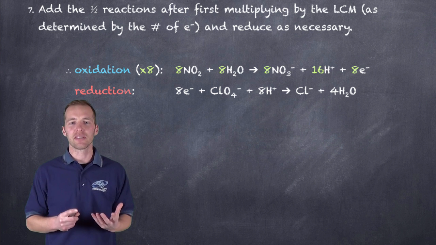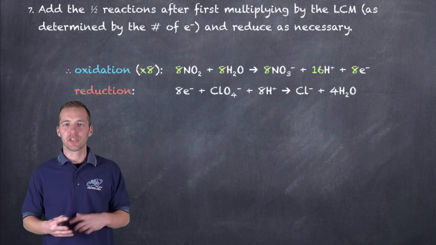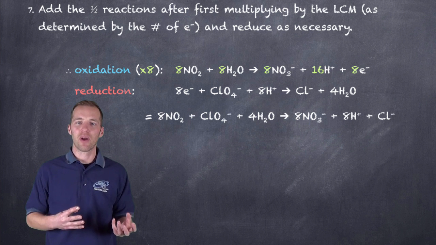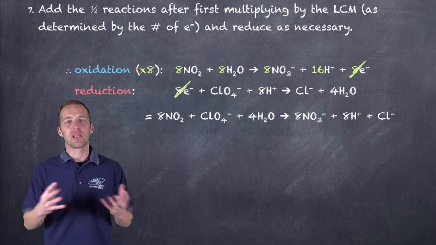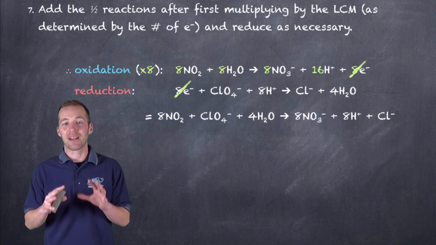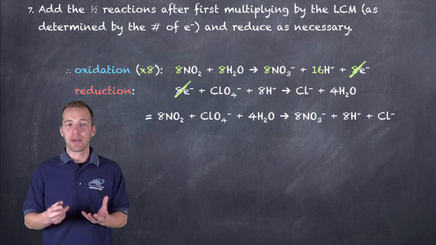So if we take a look at our examples, we can see the 8 electrons that are on the left, the 8 electrons that are on the right. We can almost picture those 8 electrons as not really doing anything, not really participating in the reaction aside from balancing it out. And so we can eliminate those.